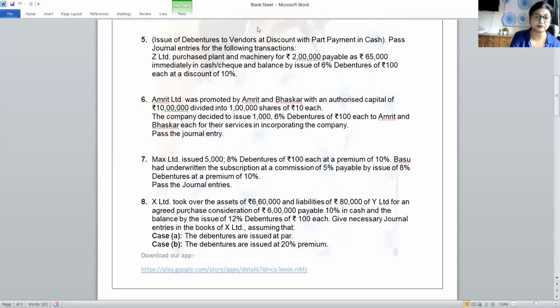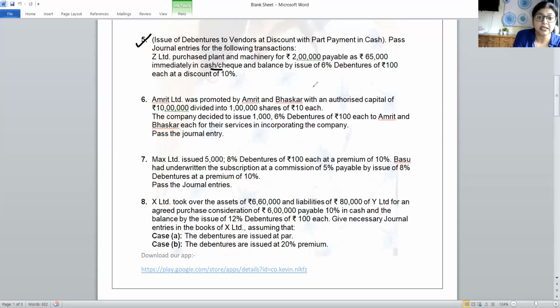On your screens, you can see this question: issue of debentures to vendor at discount with part payment in cash. Pass journal entries for the following transaction. Z Limited purchased plant and machinery for rupees 2 lakh payable as 65,000 immediately in cash.